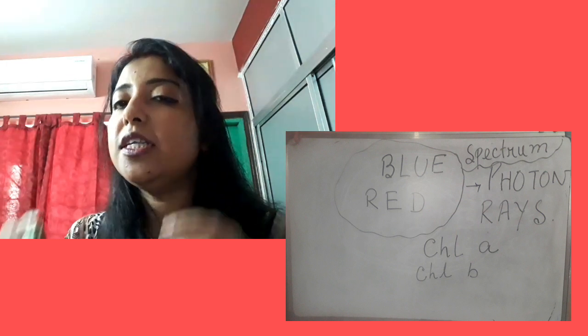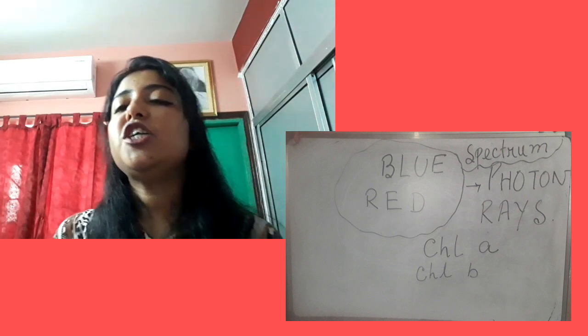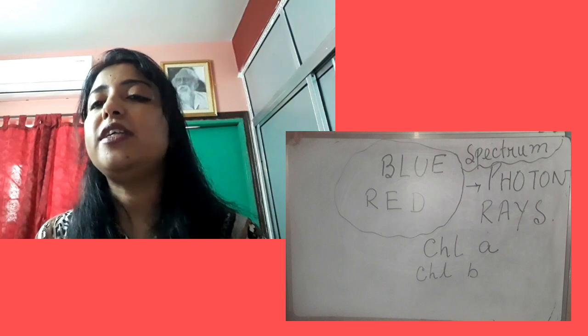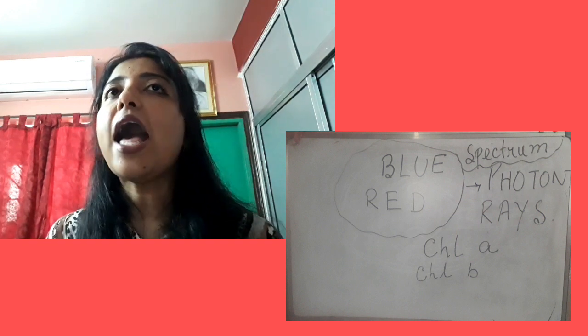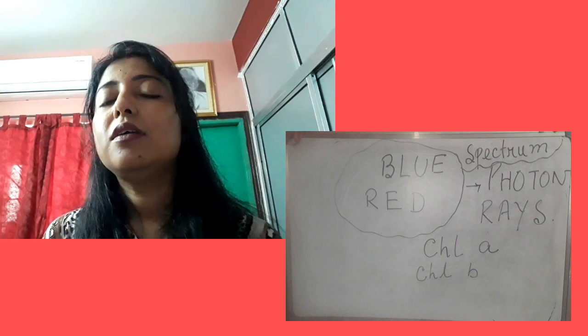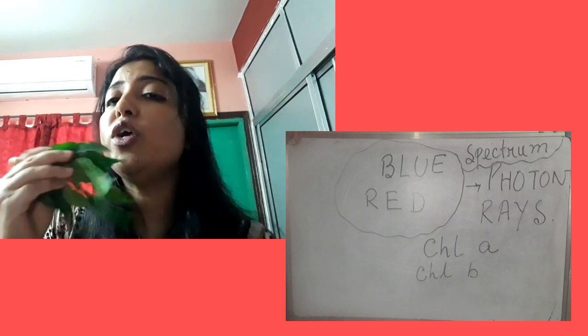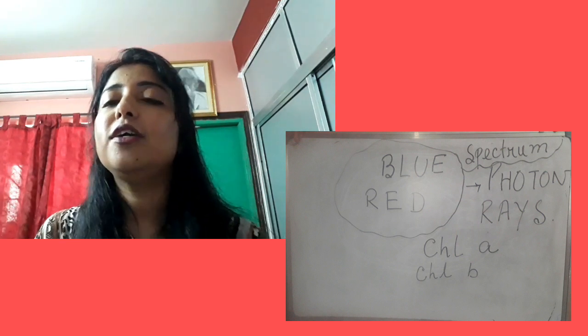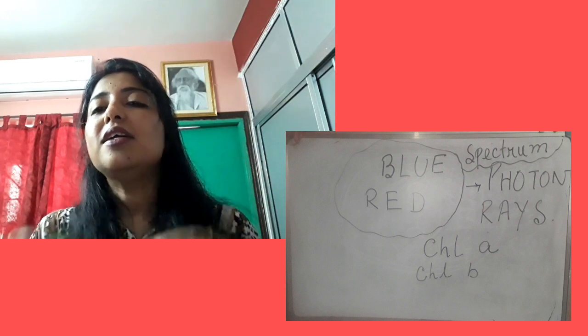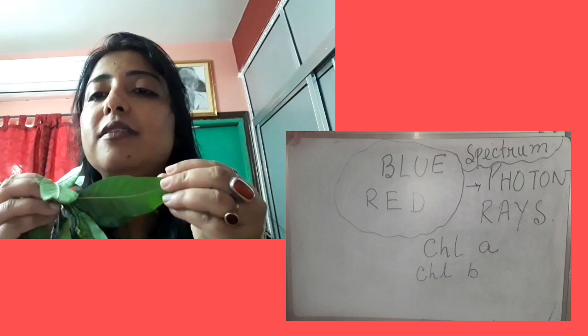And here it is mostly active. It will be mostly activated by the red and blue spectrum. But due to shorter wavelength, the green color will be reflected back. That's why it looks green.